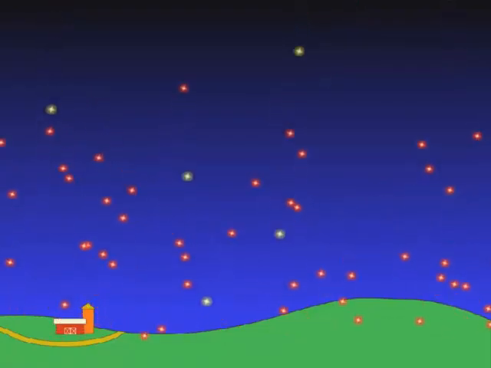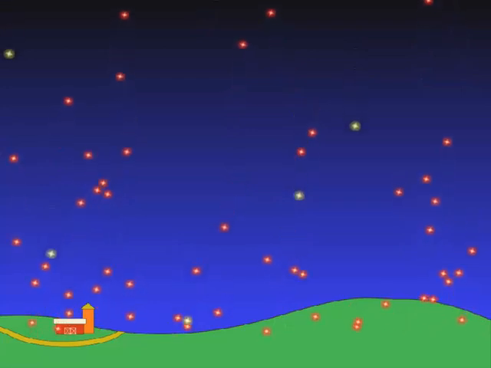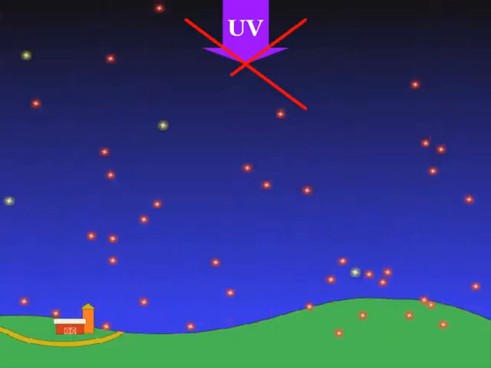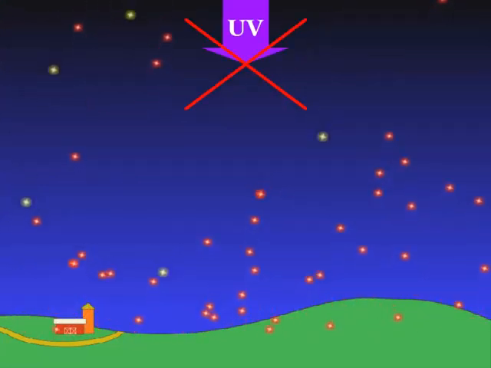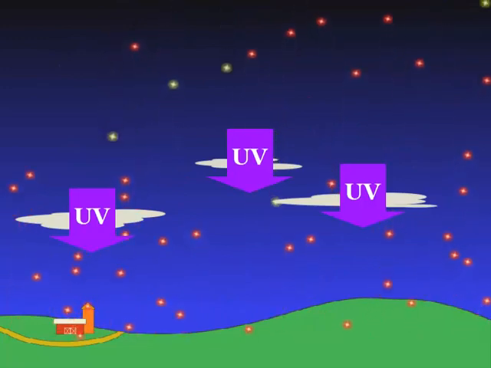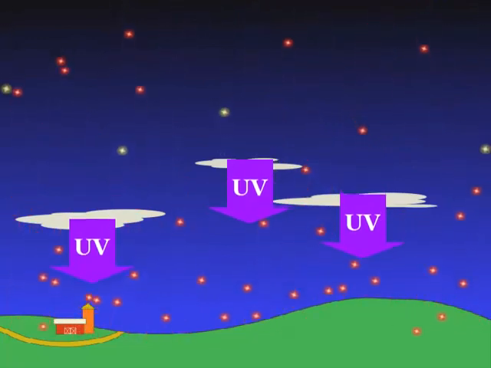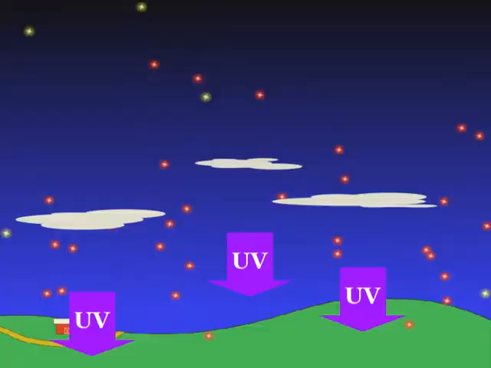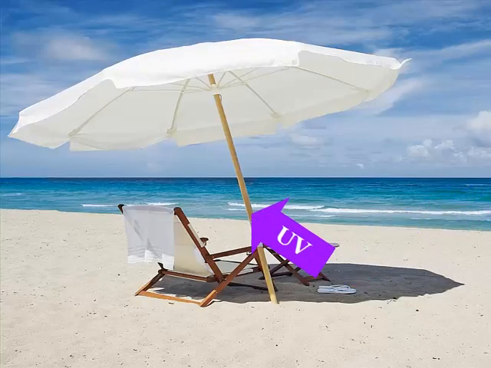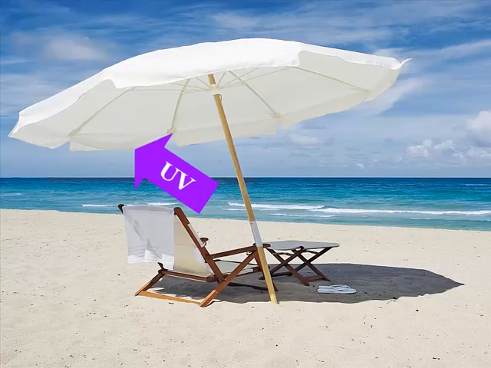Our atmosphere is transparent to visible light and some infrared, but almost opaque to high-frequency ultraviolet waves. Clouds are semi-transparent to ultraviolet, so you can get a sunburn on a cloudy day. Ultraviolet also reflects from sand and water, so you can sometimes get a sunburn while in the shade of a beach umbrella.